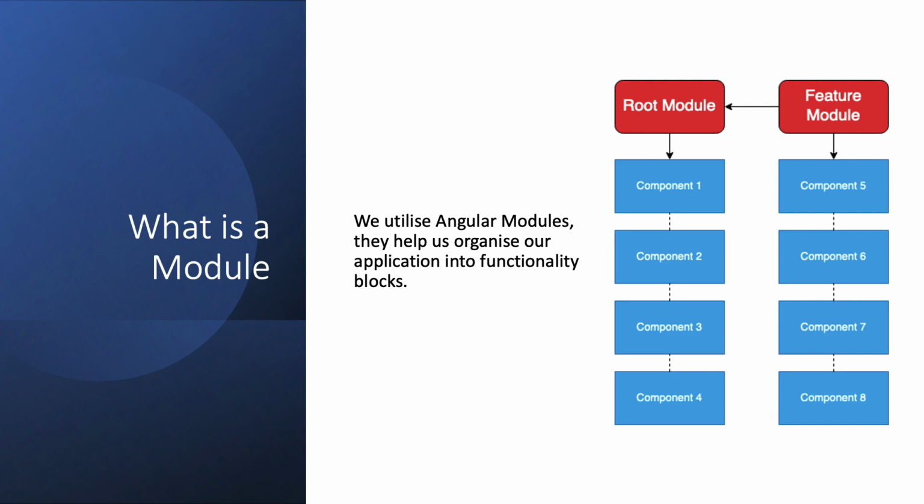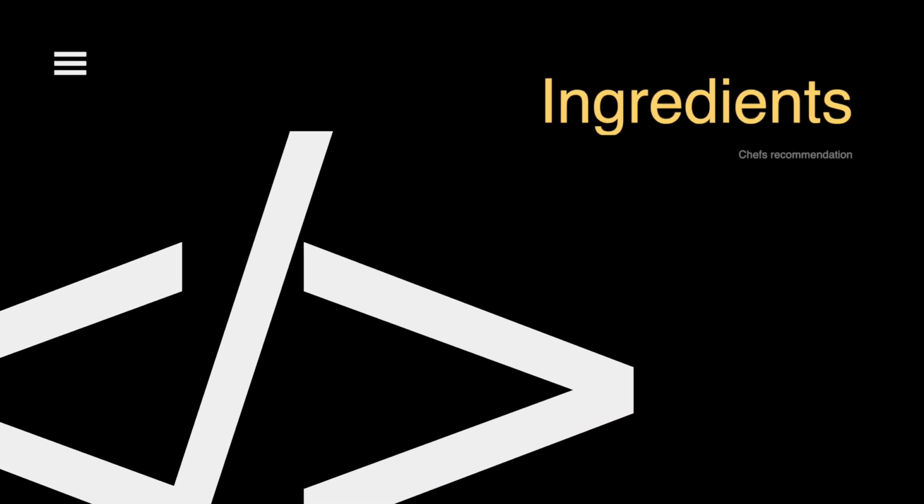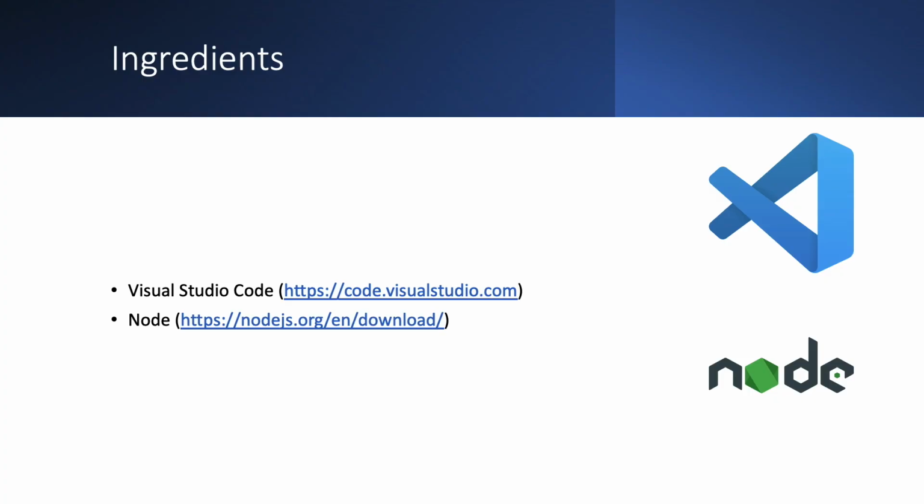And the module is basically the main canvas that all of those different parts live in. So what do we need to start developing an Angular application? We're going to need a code editor, which in our case is going to be Visual Studio Code. As well, we're going to need Node.js, which is going to be the JavaScript framework that's going to allow us to create our Angular application. You can find the links on the screen as well as in the description down below.